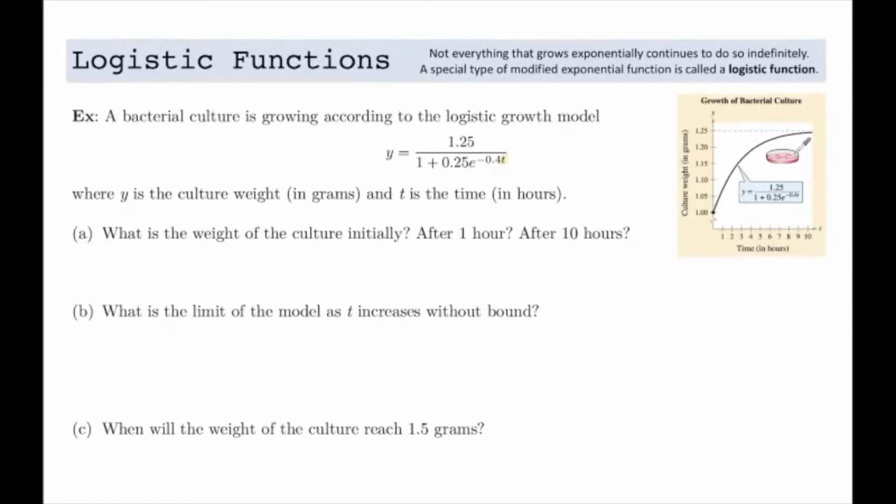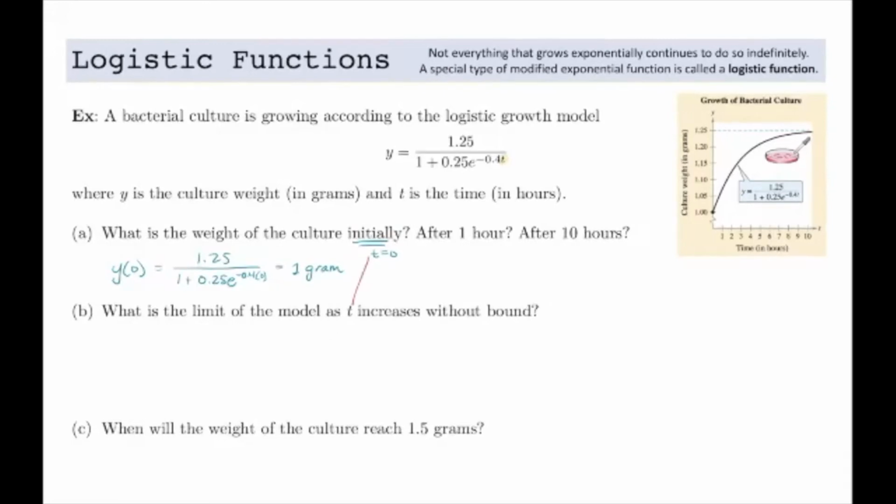Okay, so part A says, what is the weight of the culture initially, then after 1 hour, and then after 10 hours? Here there's nothing fancy going on. We just want to find the value of y when t is a certain number. Initially, this means t equals 0, so let's do y of 0. We plug in a 0 for t, and when you do that, you get 1 gram. Actually, not approximately, it's just equal to 1 gram. So initially there was 1 gram of this bacteria culture there.